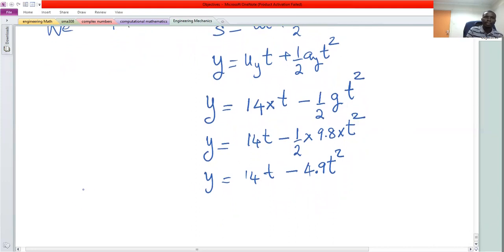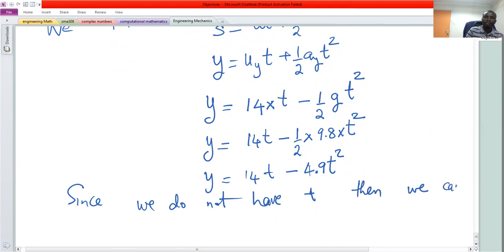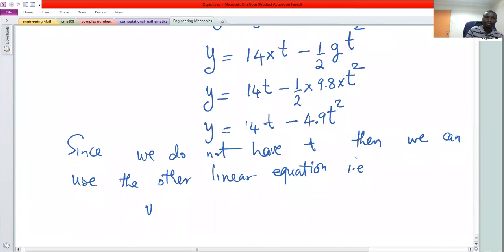But since we do not have t, then we can use the other linear equation, i.e., we know that we have v squared equals u squared plus 2as.